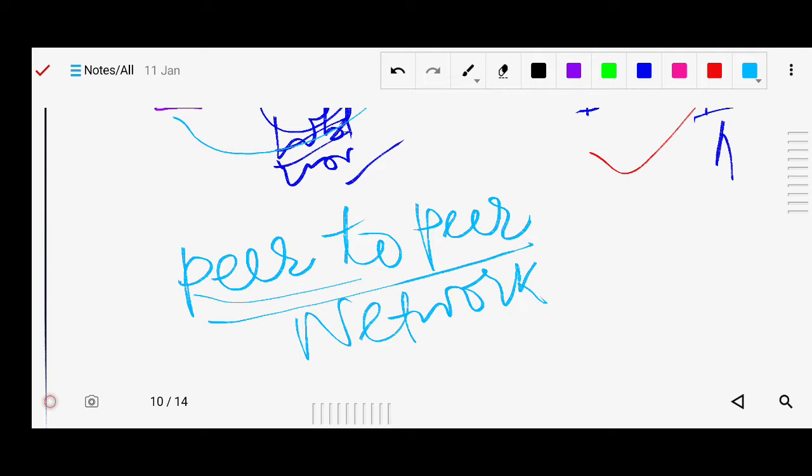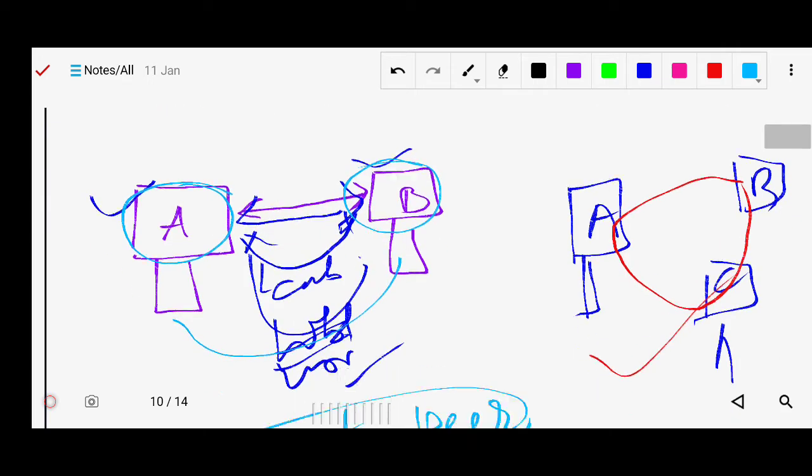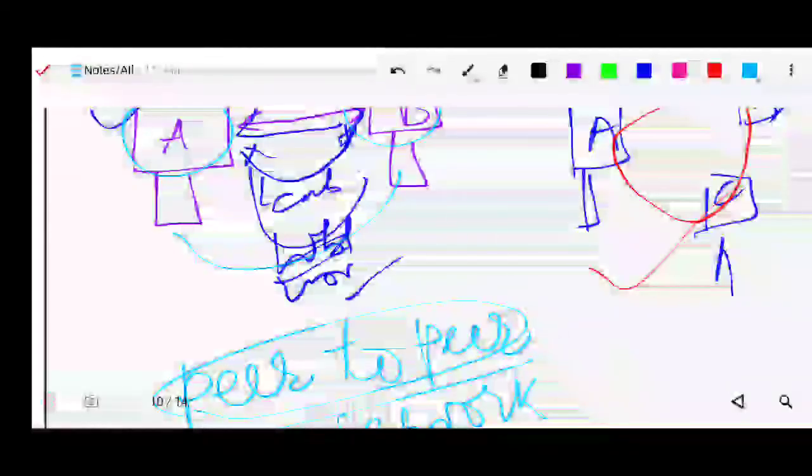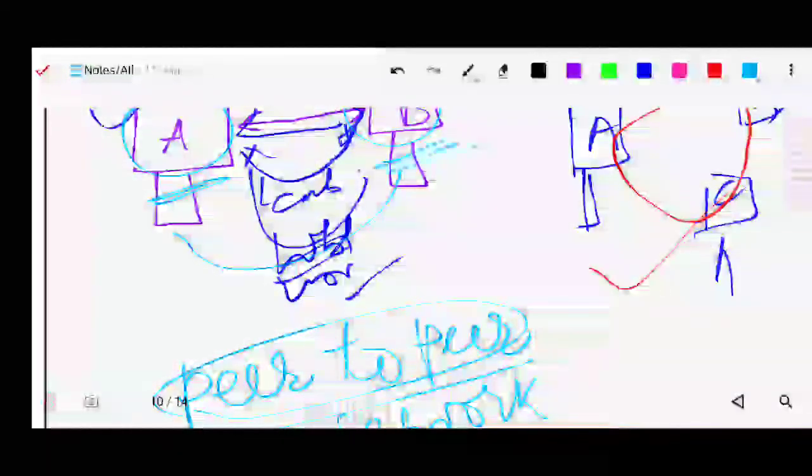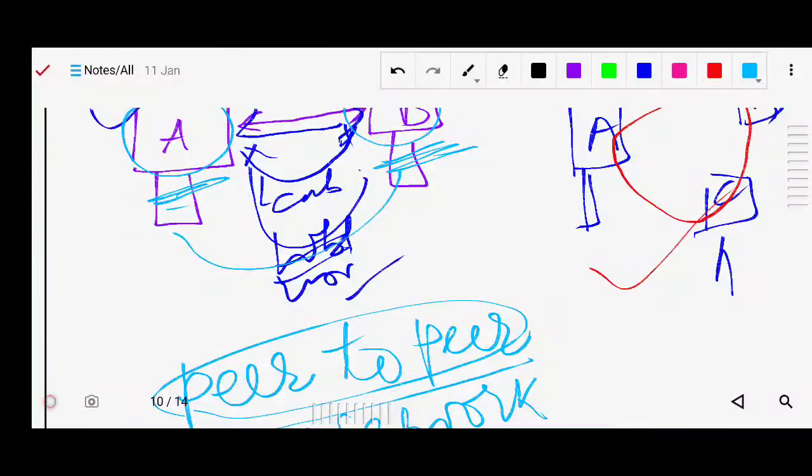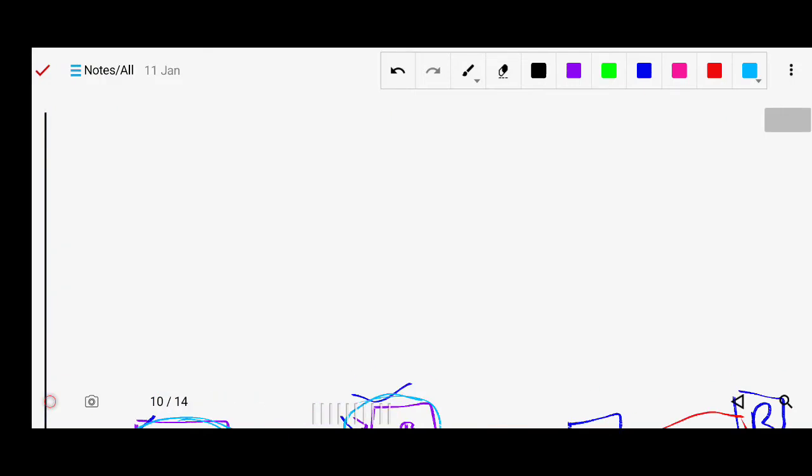Only two computers are connected, and in this connection there is no hierarchy. There are different kinds of connections also, like the client-server network. But here both computers have the same weightage, because both are connected in parallel. About all these connections we will see.